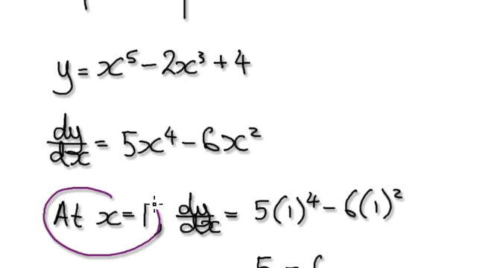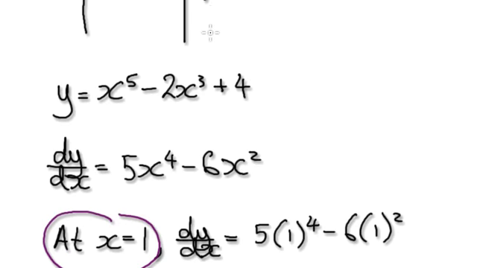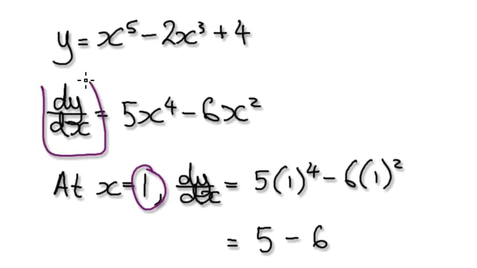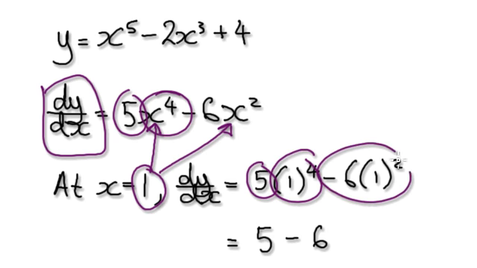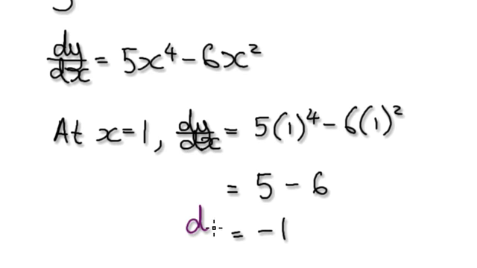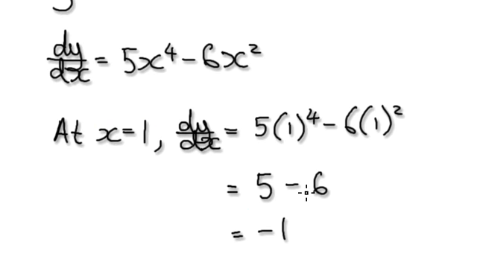But the thing is, we want to know the gradient at x equals 1, at this point here. So the gradient at that point would be us putting the 1 into this dy by dx. So putting the 1 into here and into here, it would be 5, and then x to the power, and so on, and then it would give us dy by dx at x equals 1 is negative 1. So the gradient will be negative 1.